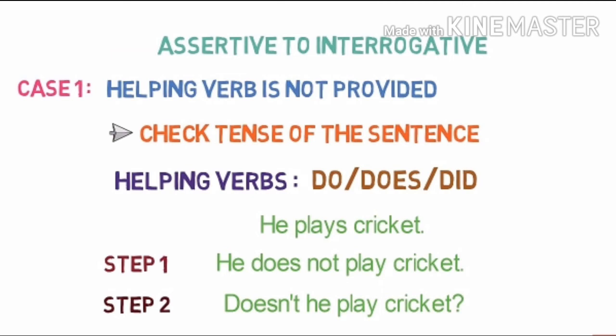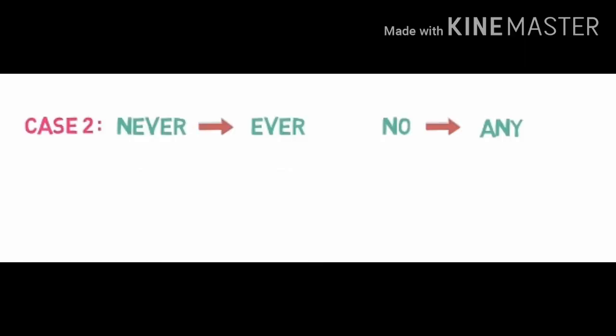Now case 2, if there is never in the sentence, then it will be converted into ever, or if no is given, then you have to convert it into any.